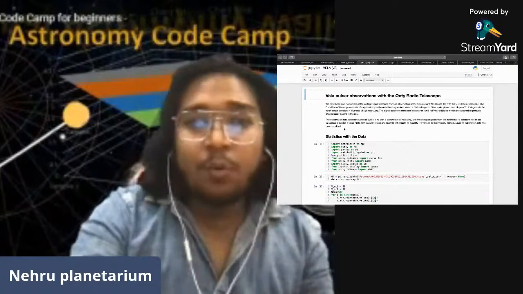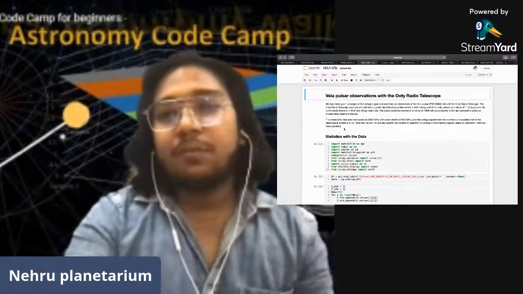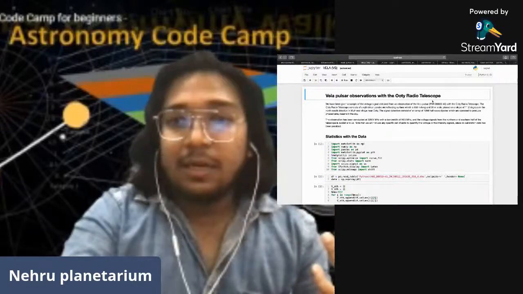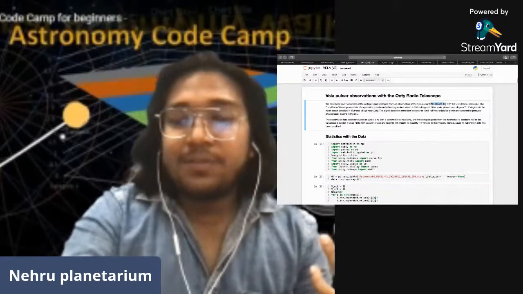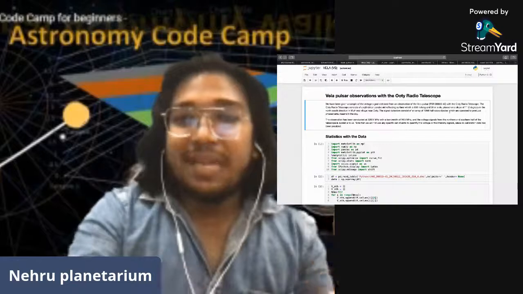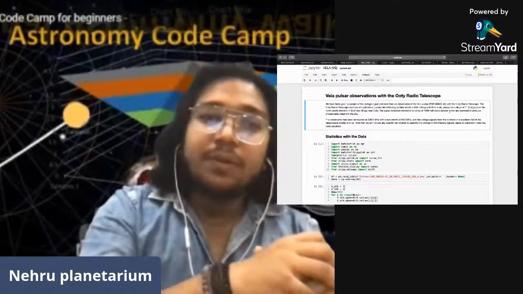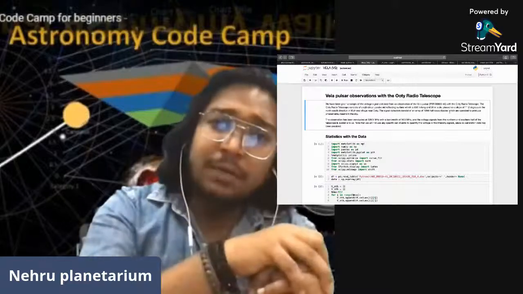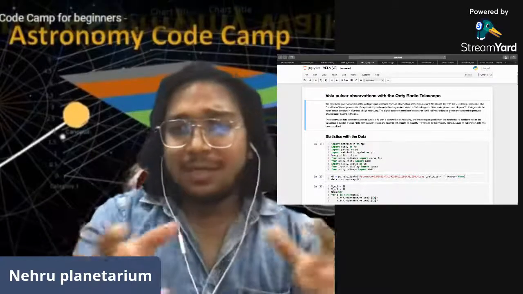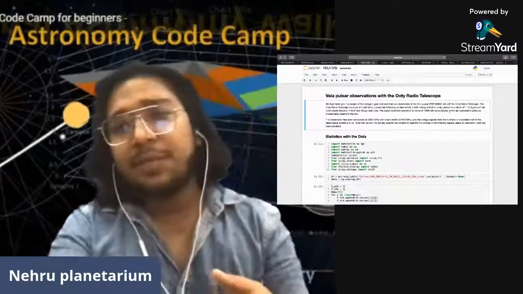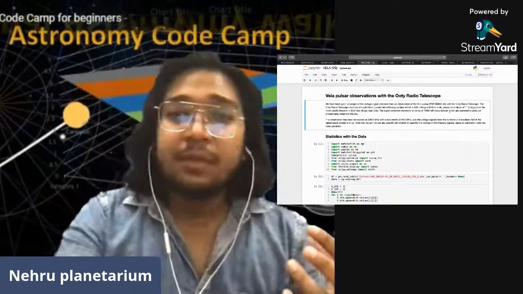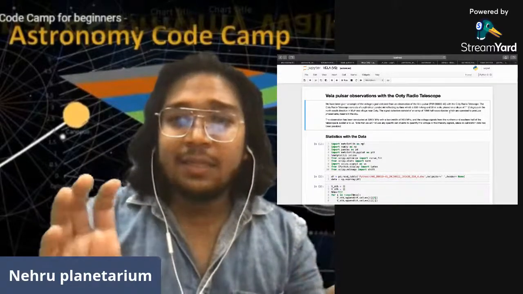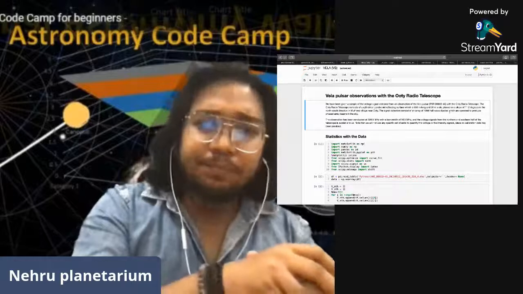We have a sample of the voltage signal, which was obtained from the observation of the Vela pulsar, and this is its astronomical source name, with the OT radio telescope. Right. This OT radio telescope is basically a cylindrical parabolic reflecting surface, with dimensions of 530 meters long and 30 meters wide. Right, and it is actually inclined in the north-south direction.